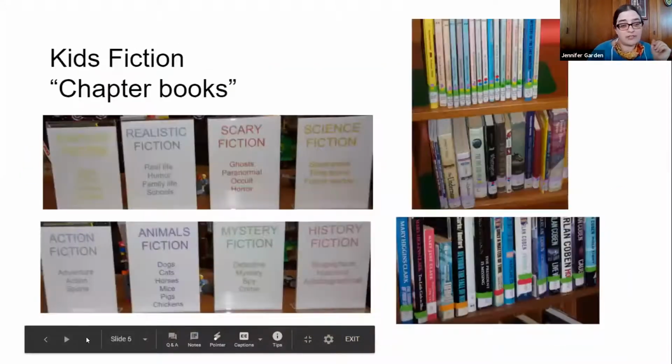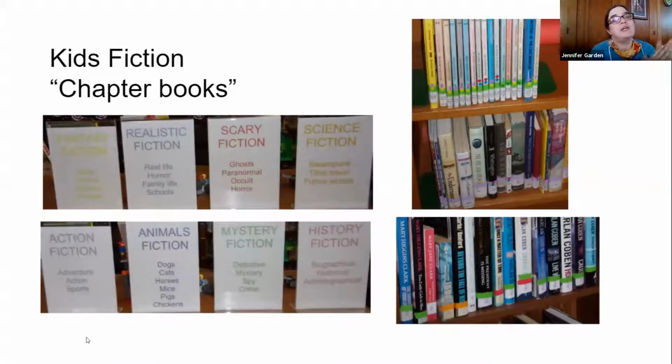The last section that we genrefied at my library was the kids fiction section, or the chapter books. Again, this one was done because I had a kid reading American Girl books over and over and over again. I had a bunch of kids who just read Percy Jackson and all of the associated Rick Riordan books over and over again. And I thought, these kids need to know that there's something else in that category, and it'll make it easier for them to find something.